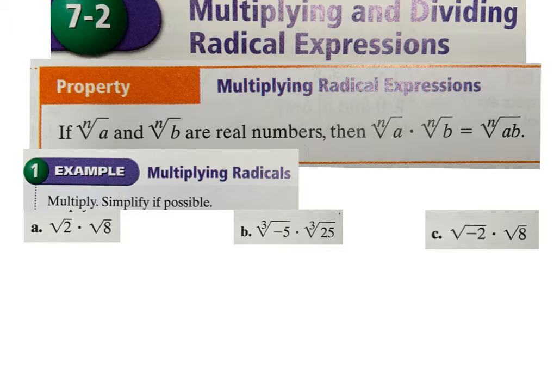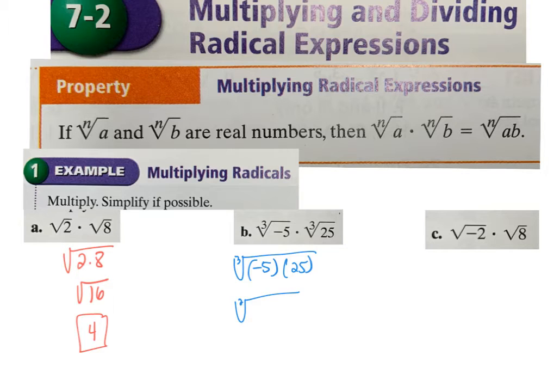For example, square root of 2 times square root of 8. That is the square root of 2 times 8, which is the square root of 16, which has a root, which is 4. All right? All right, so for this one, cubed root of negative 5 times positive 25. That is the cubed root of negative 125. All right? That has a cubed root. The cubed root of negative 125 is just negative 5.